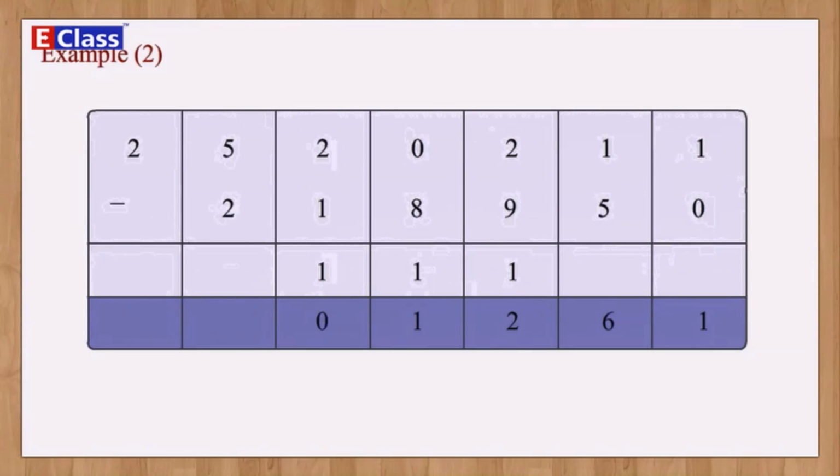5 lakhs minus 2 lakhs is equal to 3 lakhs. We don't have any number to subtract from 2 lakhs, therefore 2 lakhs will remain as it is. From this, the difference is 23 lakh 1,261.